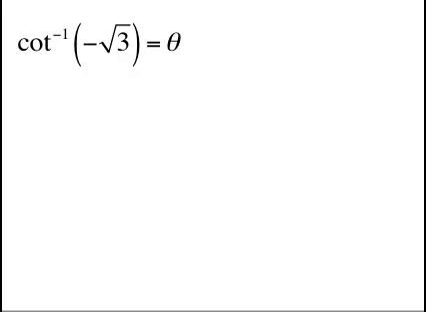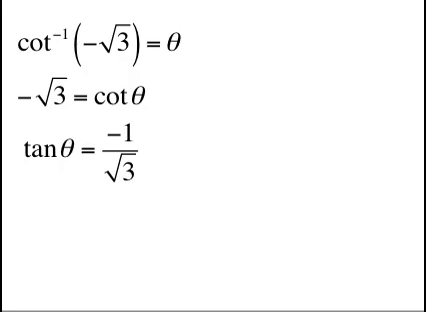Let's look at one more example. The inverse cotangent of negative root 3 is theta. So negative root 3 is cotangent theta. We need to take the reciprocal of both sides. Reciprocal of the left, negative 1 over root 3. Reciprocal of the right, tangent theta. So indeed we get tangent of theta is negative 1 over root 3. What's our reference angle here? We can go back and check our chart, but that's going to be pi over 6.